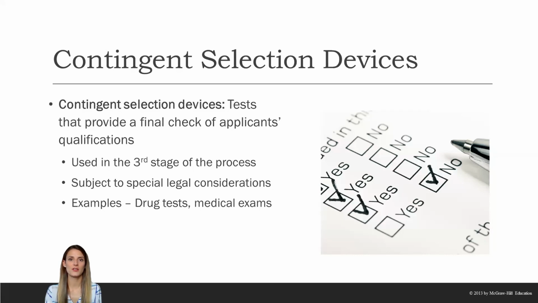The third stage of the selection process involves the use of contingent selection devices. These tests provide a final check of applicants' qualifications. One last test to make sure that these individuals are the individuals we should hire. The reason these tests are saved for the third stage is because there are more legal considerations that we need to make if we decide to use them. Examples include drug tests and medical exams.